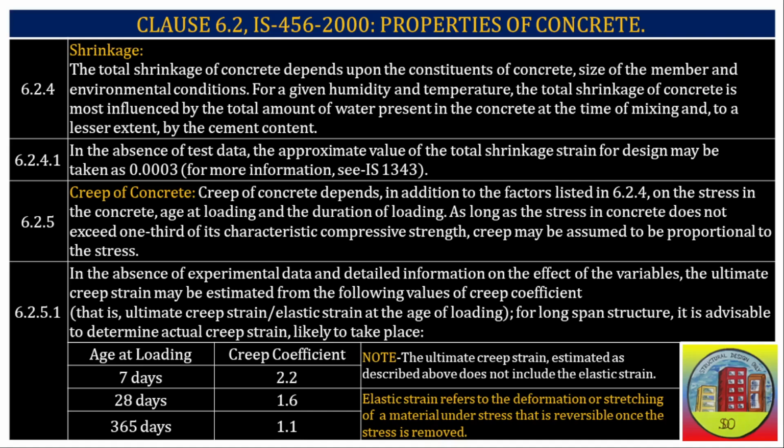Clause 6.2.5.1. In the absence of experimental data and detailed information on the effect of the variables, the ultimate creep strain may be estimated from the following values of creep coefficient, that is, ultimate creep strain divided by elastic strain at the age of loading. For long span structures, it is advisable to determine the actual creep strain likely to take place.